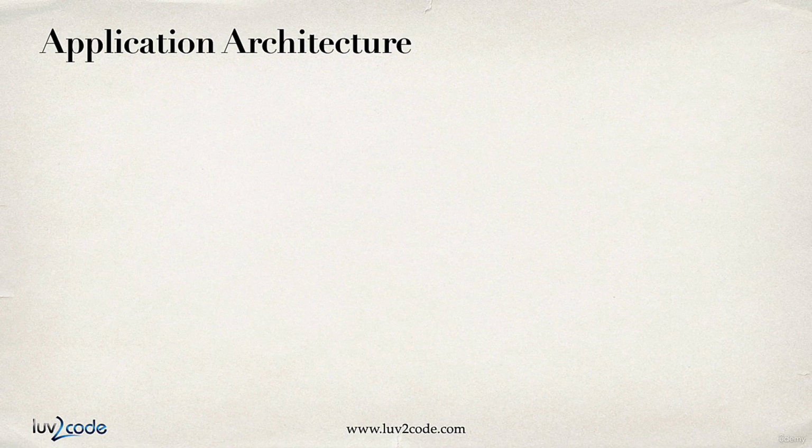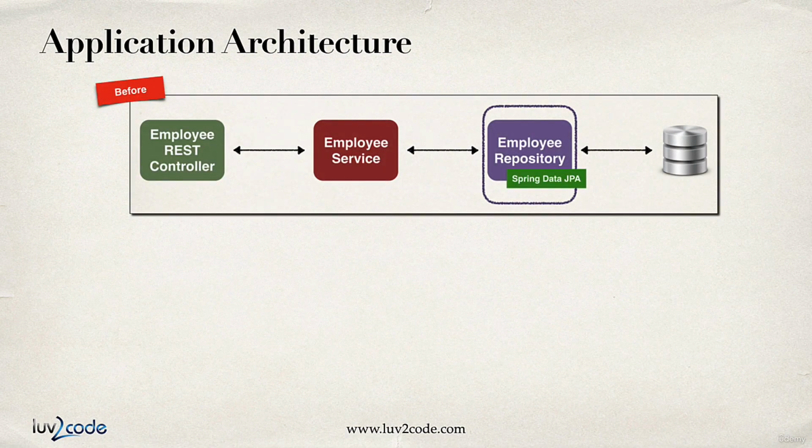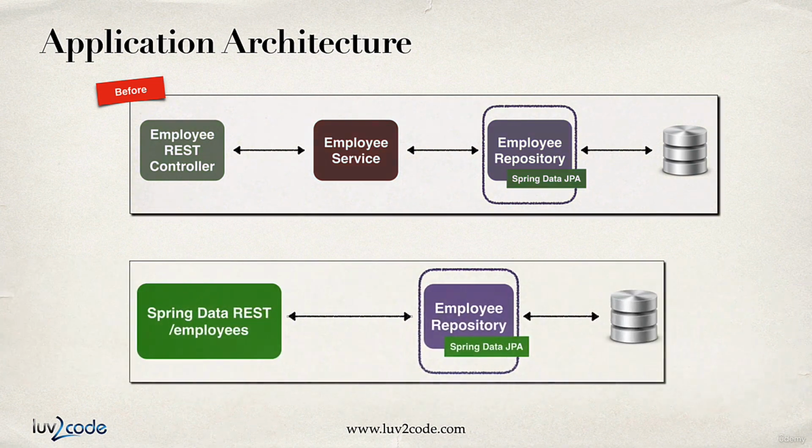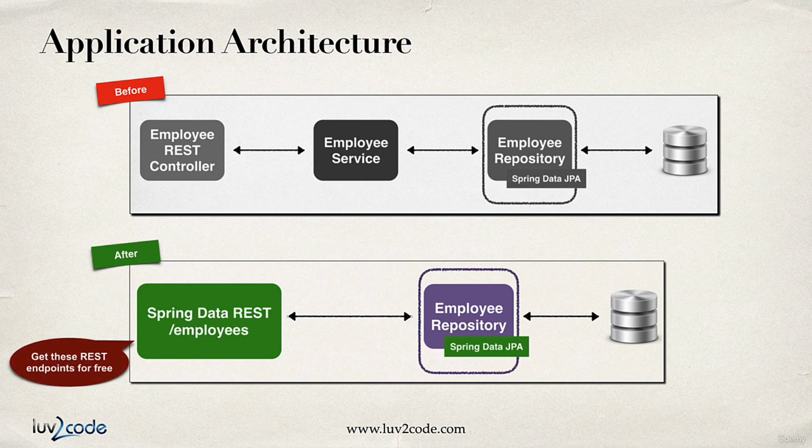Now, some changes to our application architecture here. So before, we had our employee REST controller, we had our employee service and our repository on the back end. And now after we're using Spring Data REST, they'll give us a /employees endpoint for free. So there's no additional coding required to get this given REST endpoint. So in our original architecture up top, we can delete the code from our employee REST controller and also delete the employee service. We no longer need that code because Spring Data REST will provide that functionality for us for free. And I like free stuff.